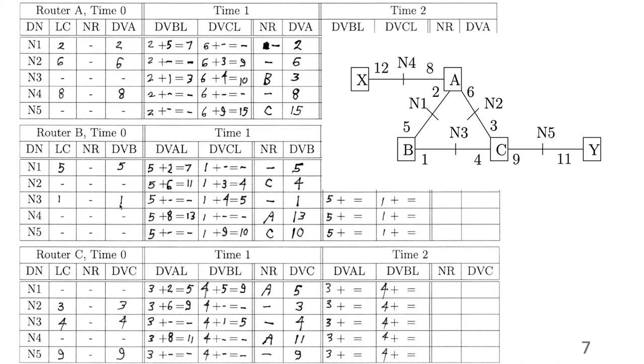At the same time, router B would give its routing table to its neighbors, A and C. And so currently at time zero, router B's routing table is 5, 1, dash. So this is copied over here, 5, 1, dash, and it's copied over here, 5, 1, dash. And router C gives its routing table to A and B.